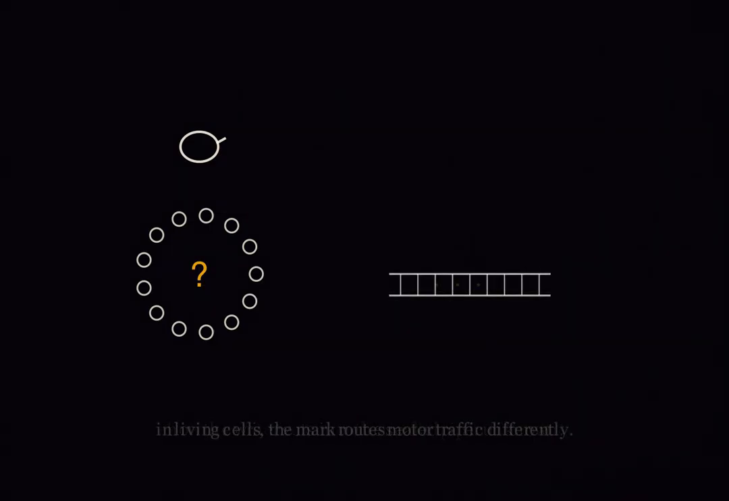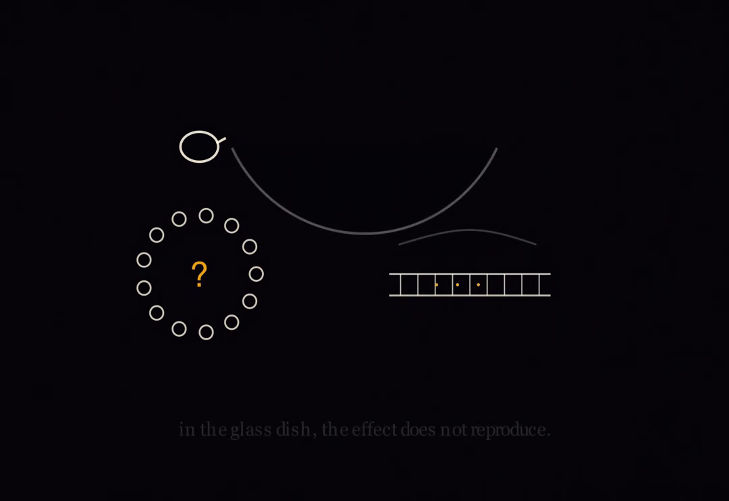What the mark does is half known. In living cells, acetylated tubes seem to route motor traffic differently. In a glass dish with clean components, the effect does not reproduce. Something is missing from the dish, and nobody has named it yet.